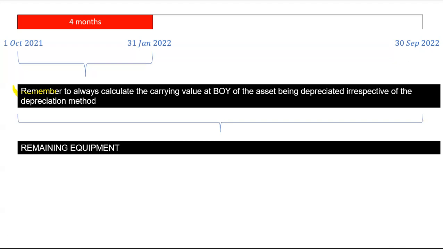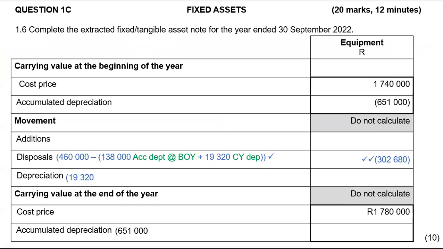How do I find the cost price of the remaining at the beginning of the year and the accumulated depreciation of the remaining at the beginning of the year? When we talk about the beginning of the year, we're talking about the 1st of October, 2021. We were given the total cost price at the beginning of the year. It was 1,740,000.